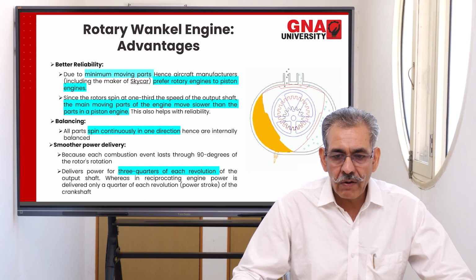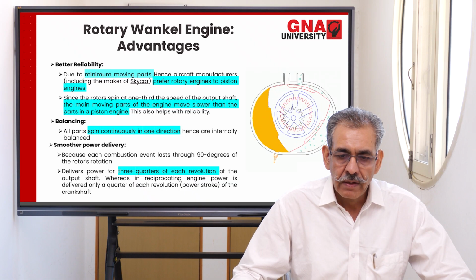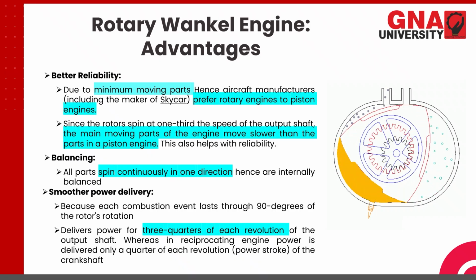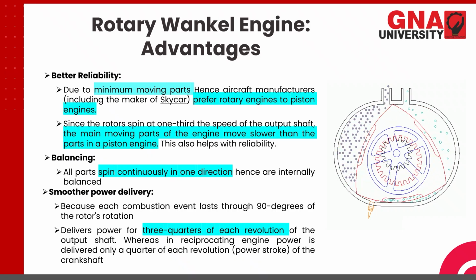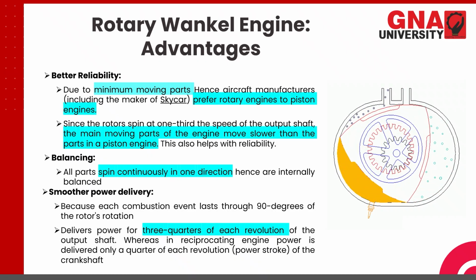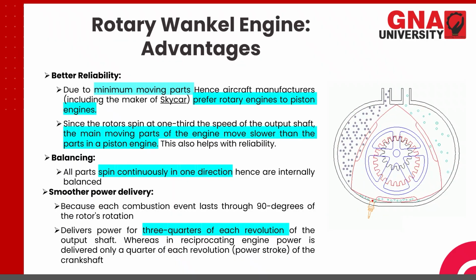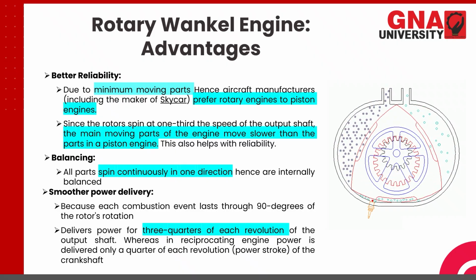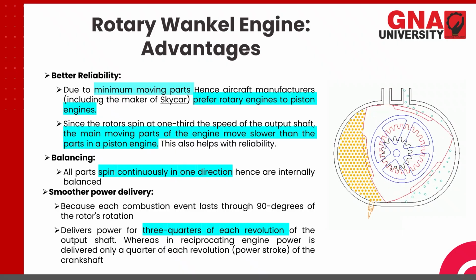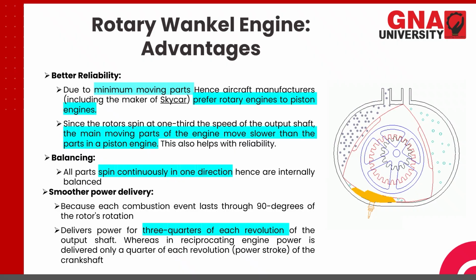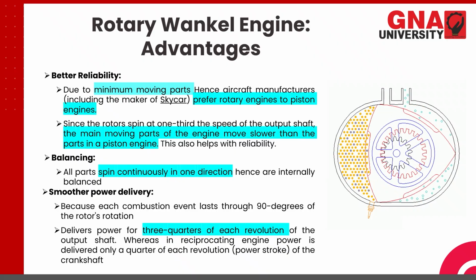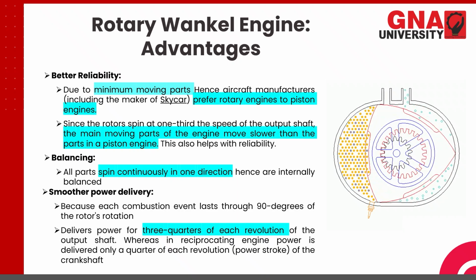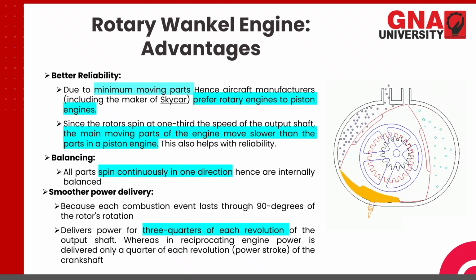Now the advantages of this rotary Wankel engine. You can see we are having minimum moving parts. We are not having any camshaft, right? We are not having any connecting rod. We are having the piston which is rotating. Hence aircraft manufacturers prefer rotary engines to piston engines. So this is the maker. Skycar is there. Skycar is a company that uses this rotary Wankel engine in their helicopter.